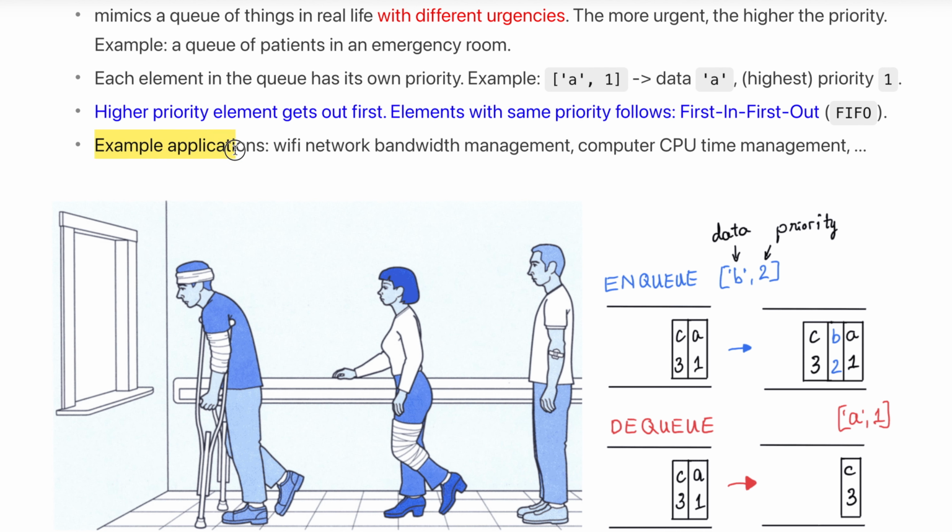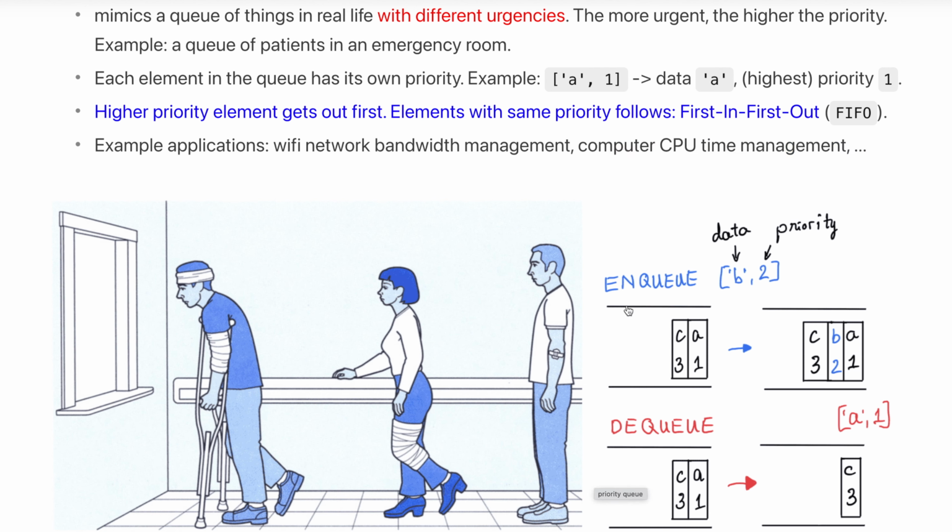Example applications of priority queues are everywhere and we're using them every day. For example, your router's Wi-Fi network bandwidth management, or your computer's time management. Like the computer will decide which program in the queue is allowed to use the CPU and for how long.